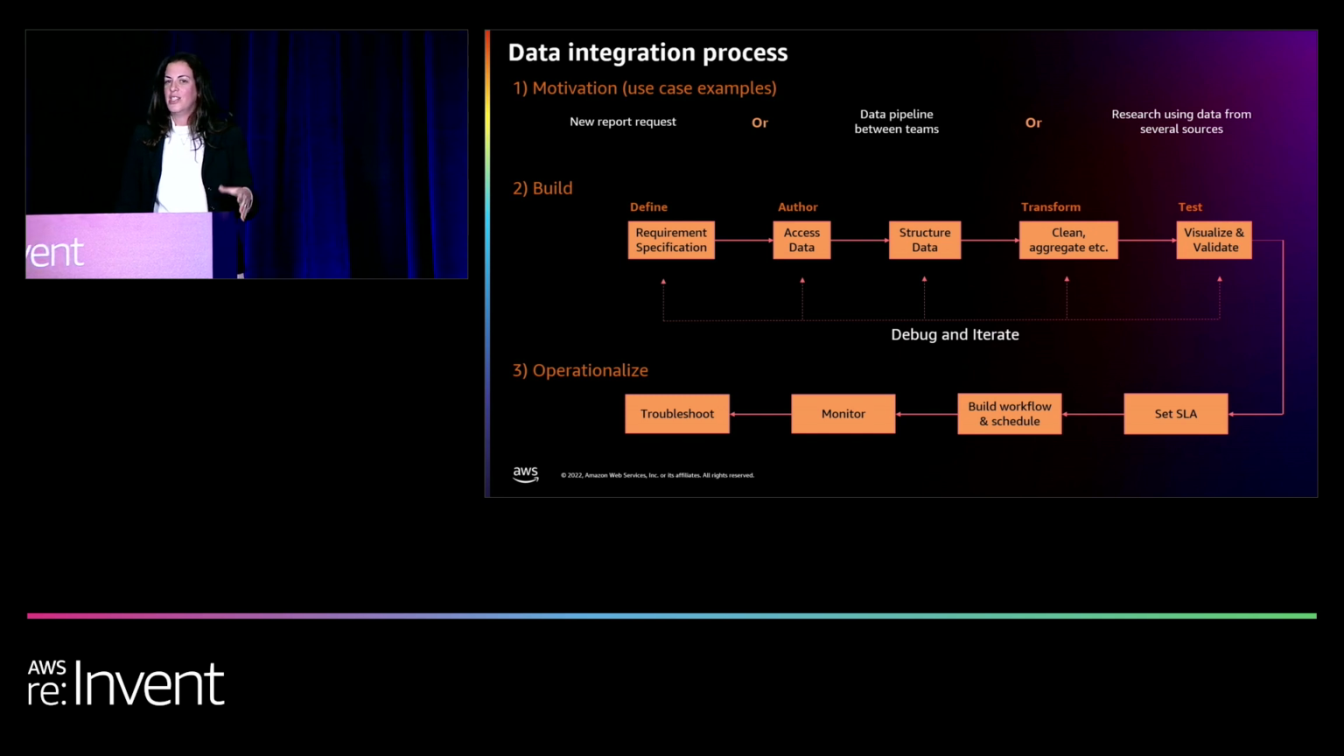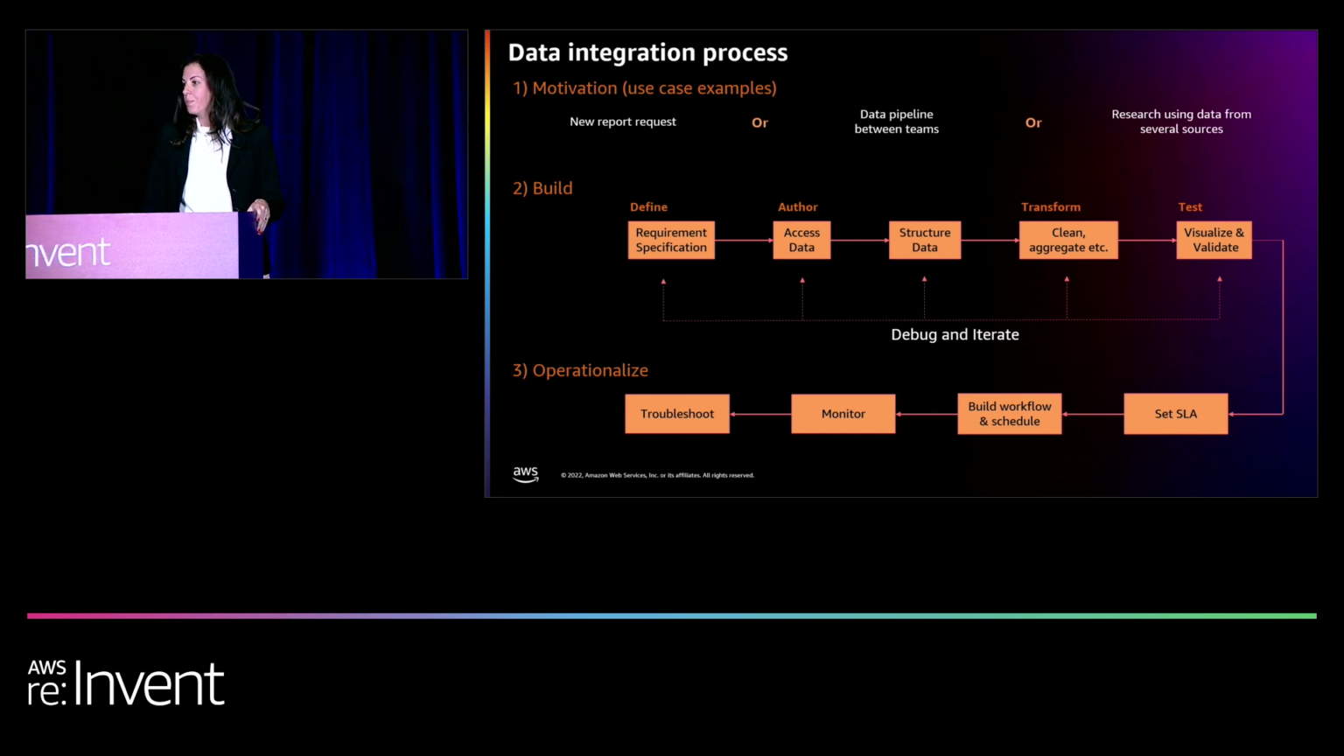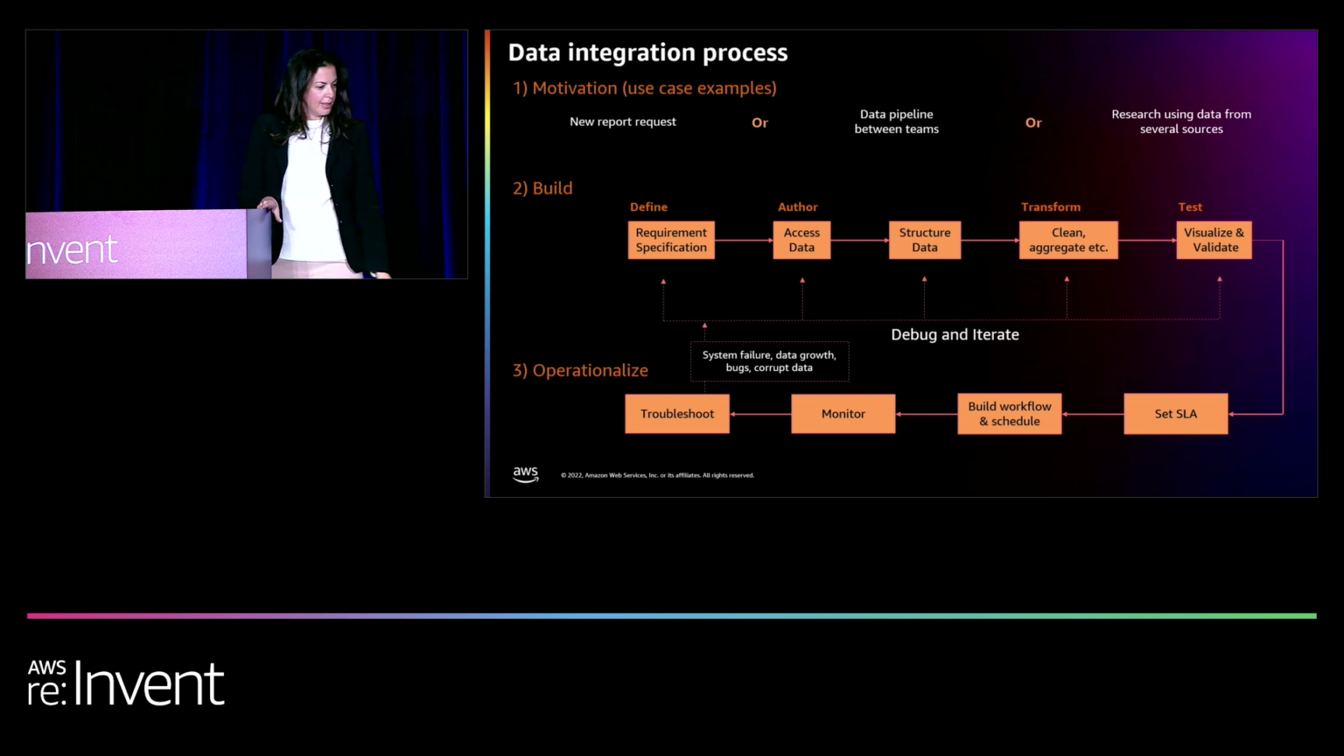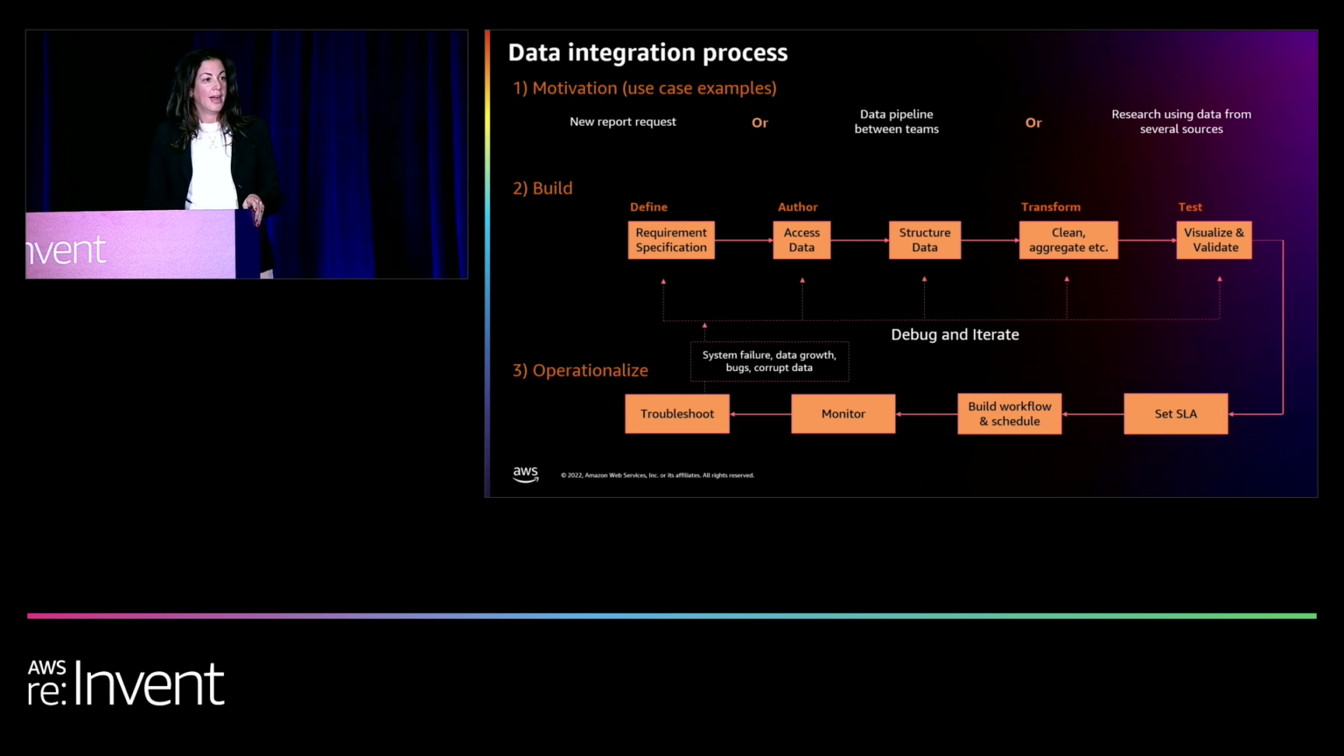But we usually need to continuously monitor it and see what happens when something goes wrong. Is it a schema change? Is it a bug in the system? We actually need to spend quite a lot of time troubleshooting it. So what we call data integration is everything that is involved across the build and operationalize areas. This is what we call the data integration area.